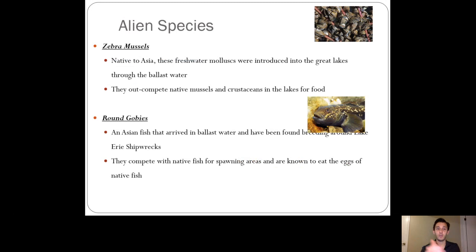Okay, so zebra mussels native to Asia. They're mollusks. They're in fresh water. I mean, I've had mussels before. Maybe some of you have eaten mussels before. You wouldn't have eaten zebra mussels. Those aren't the type that we eat, but they're a shelled organism. That's what we call a mollusk.